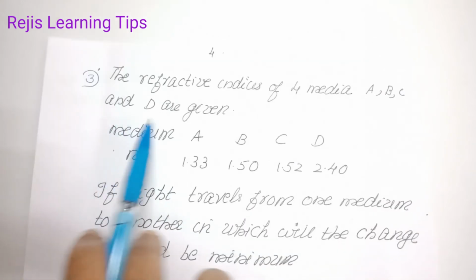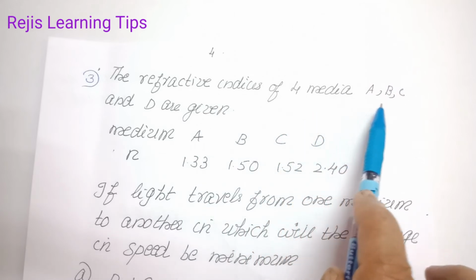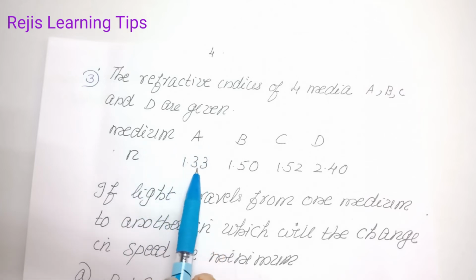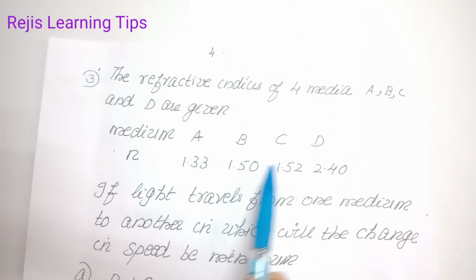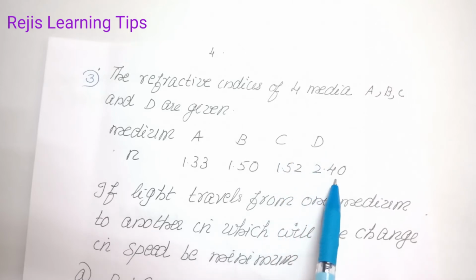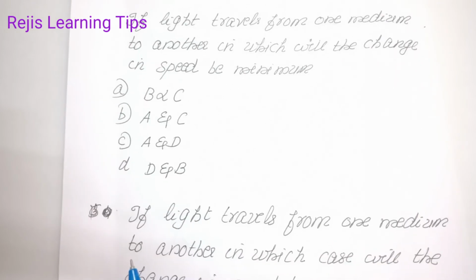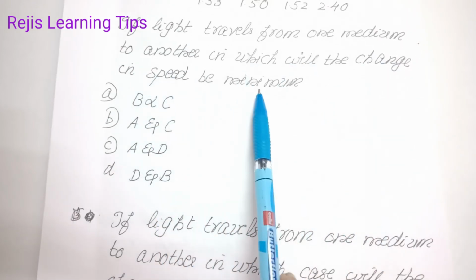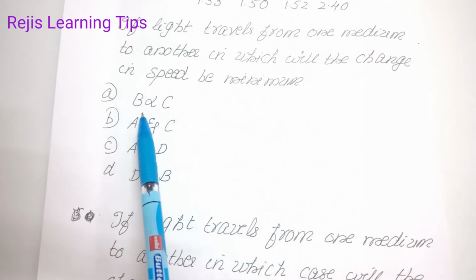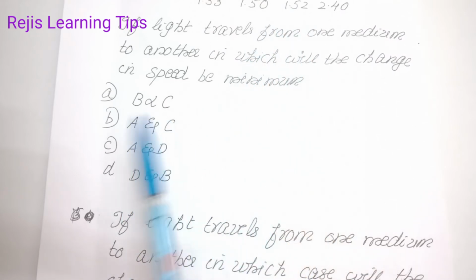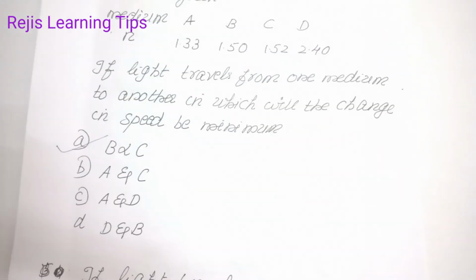The next, third question. The refractive indices of four media A, B, C and D are given. Media A, refractive index 1.33, B 1.50, C 1.52, D 2.40. If light travels from one medium to another, in which will the change in speed be minimum? Options are B and C, A and C, A and D, D and B. Change in speed will be minimum in the case of B and C because in this case the change in refractive index is also minimum. So our option is A, B and C.